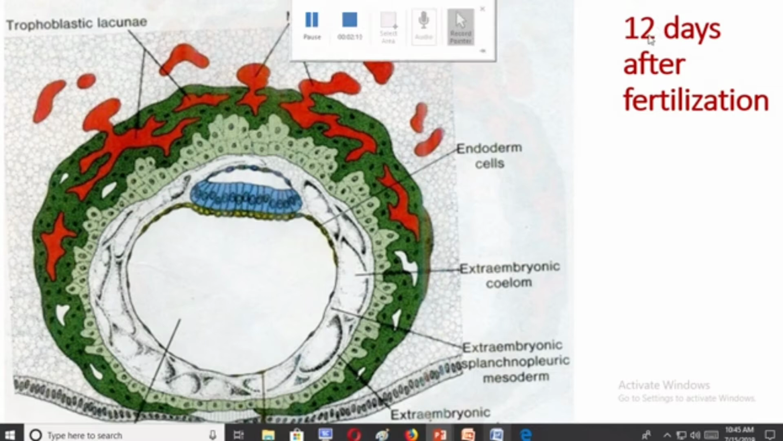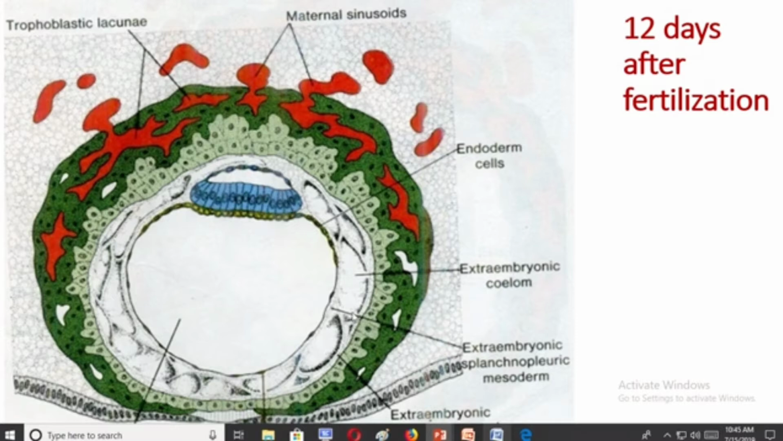12 days after fertilization, here the extraembryonic mesoderm starts to form. This is the splanchnopleuric layer, this is the somatopleuric layer, and the chorionic cavity starts to form. This is the amniotic cavity, this is the primitive yolk sac cavity.